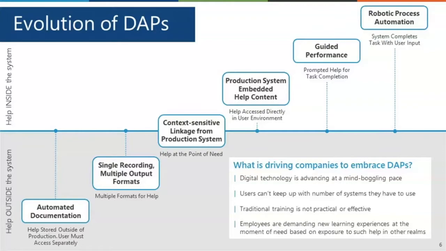What happened next, as we got to help inside the system, the next big breakthrough was that help actually got embedded into the systems that the users were using. So in the older models, that help was still outside the system. Here, it's actually part of the production system and linked in, and oftentimes, you go to a particular page and it's showing you on that page in the production system exactly what you need to do. You're accessing the help directly in that user environment.